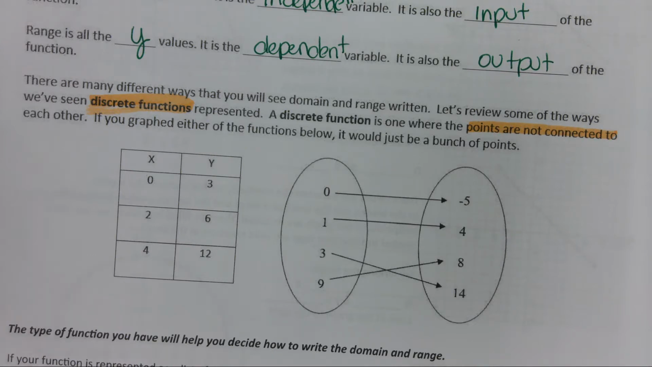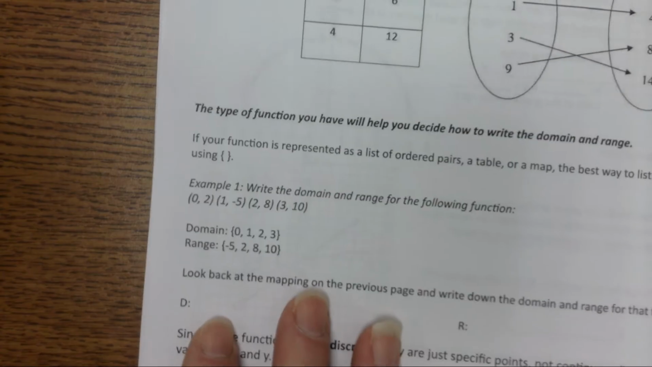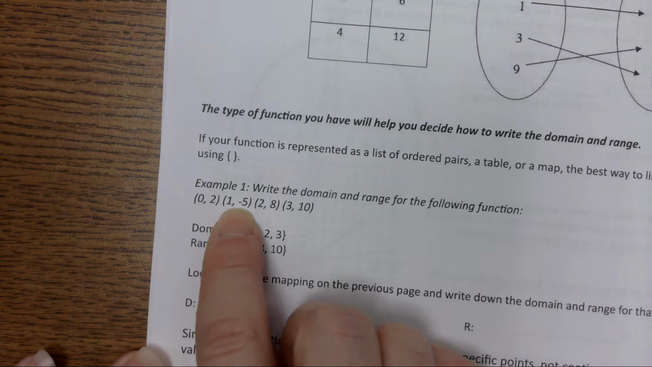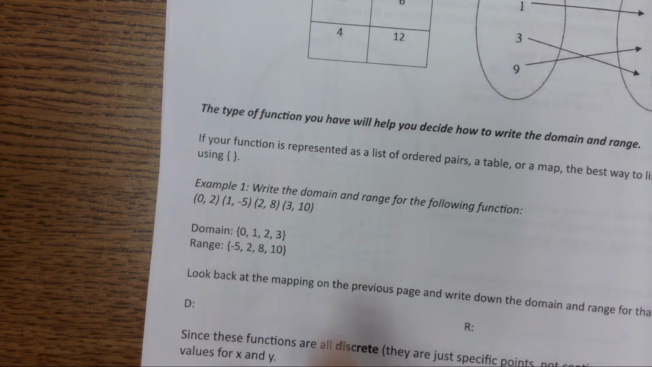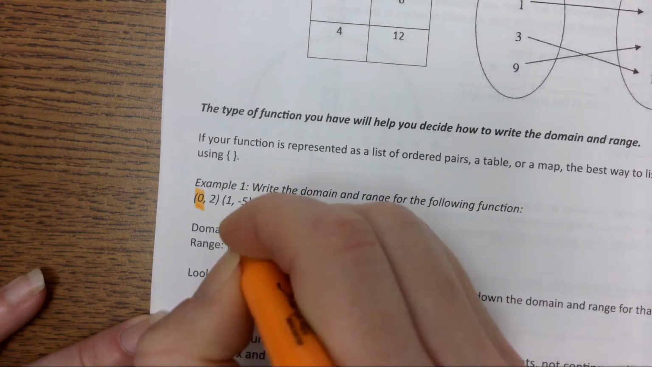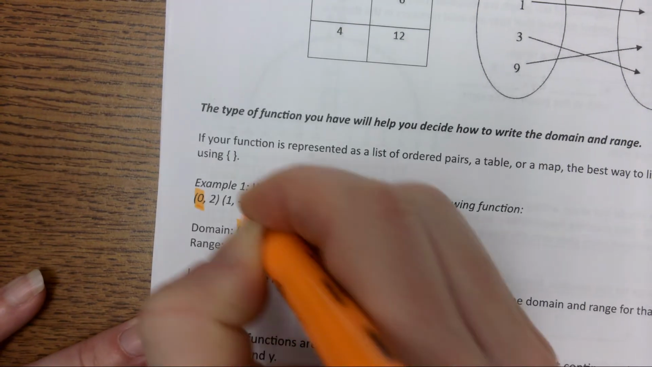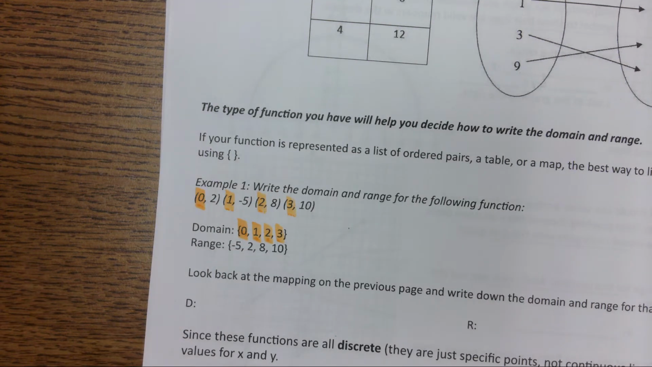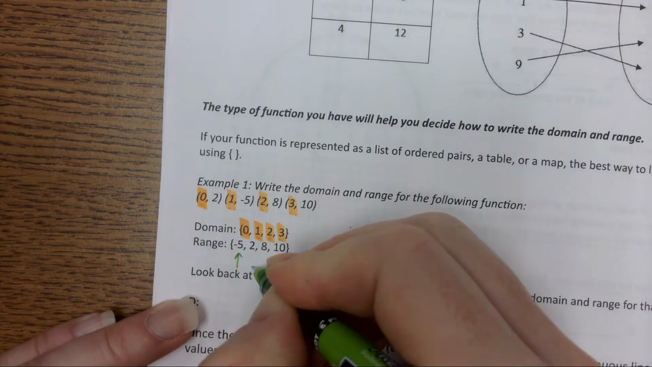So for instance, for this function, (0, 2), (1, -5), (2, 8), (3, 10), the domain, notice how I listed it with the bracket, is 0, 1, 2, 3. It's all of the x values in order. Okay? And the range, what's the range? 2, -5. Yeah, it's all of the y values in order.